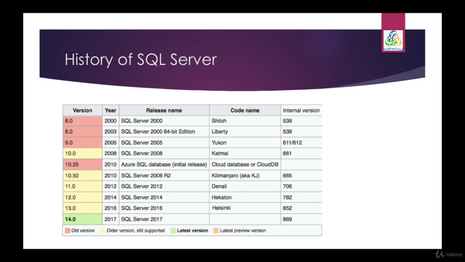SQL 2005 was released in November 2005, with the codename Yukon. SQL Server 2005 included newly introduced XML data types, CLR, TDS, MARS, DMVs, snapshot isolation level, and the SSMS client tool. The concept of SQLOS was also introduced.